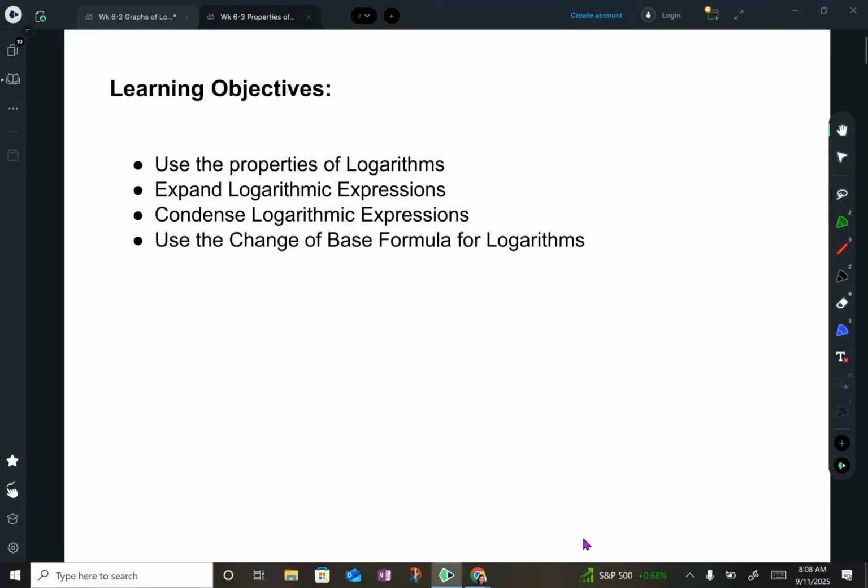So we're going to learn about some properties. We're going to expand logarithmic expressions and condense them. We're also going to use the change of base formula.